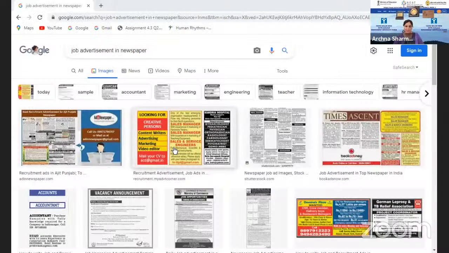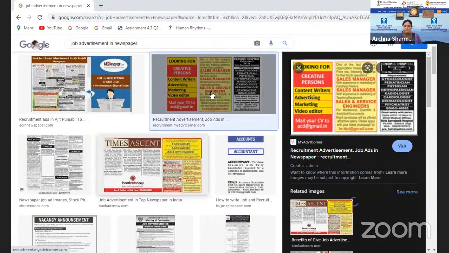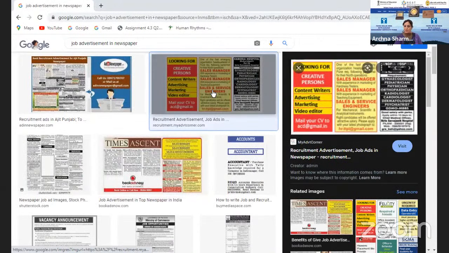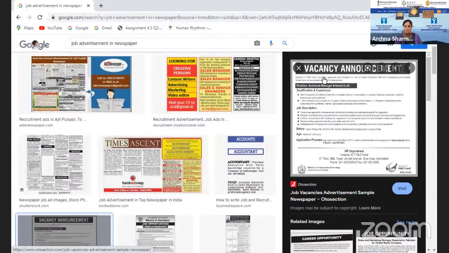You can see this screen now. So these are the examples of job advertisements. Looking for creative persons, content writing, advertising, marketing, video editor, right? Let's take just one. You can read this one. Vacancy announcement, position assistant manager internal audit.